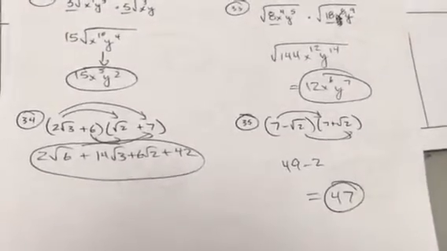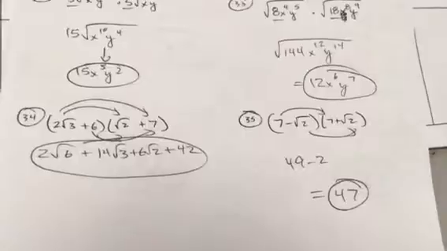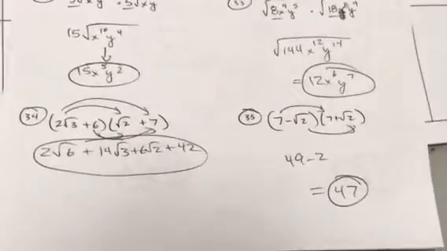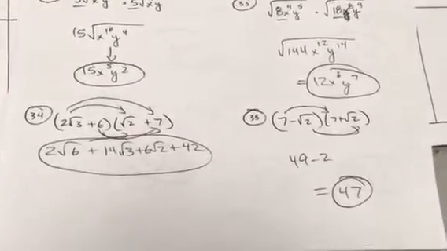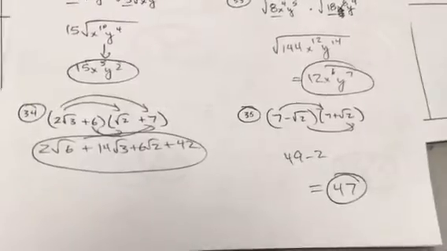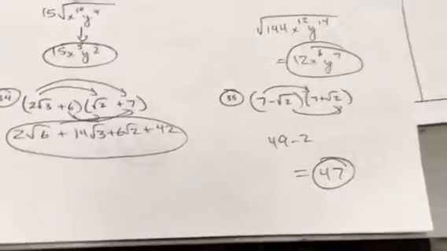You can multiply things that are inside the roots with each other, like root 3 and root 2 to get root 6. And you can multiply numbers on the outside together, like 2 times 7 gives you 14 with the root 3. Obviously, 6 times 6 gives you 42.